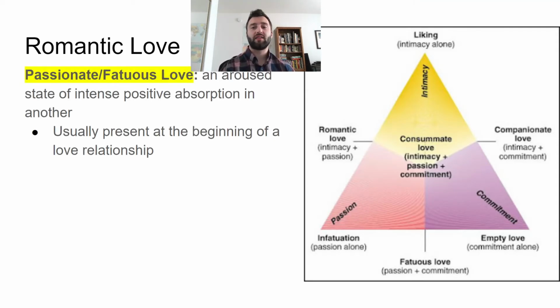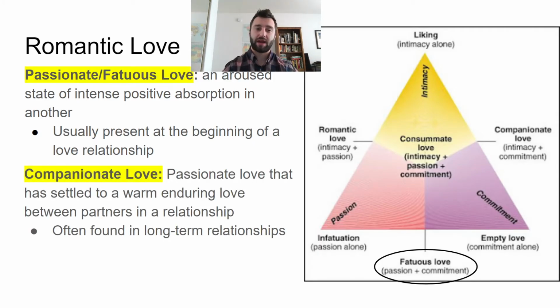Now we also can look at the combinations of these. So the first one we'll look at is fatuous love, or passionate love. This is an aroused state of intense positive absorption in another person. We usually see fatuous love at the beginning of relationships, so sometimes it's also referred to as the honeymoon period. When you first start a relationship with somebody, you probably feel this fatuous love. You're really committed to them. You feel really passionately about them. You want to be with them all the time. You think about them all the time. That's this fatuous love that we have. Again, a combination of commitment and passion.